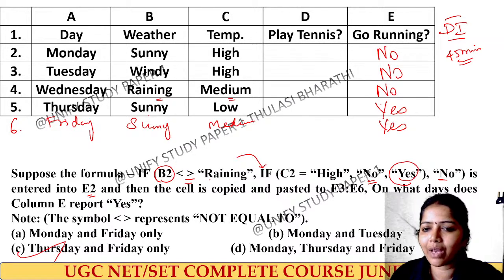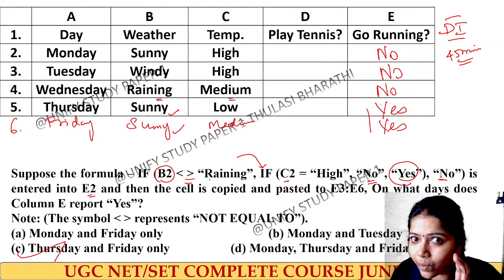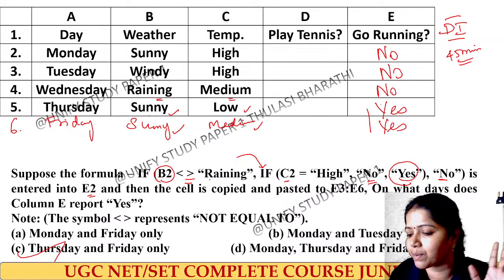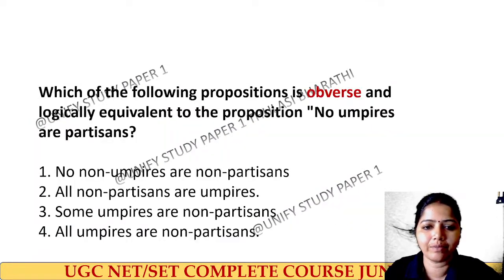Okay. Why have we given yes here? Because this value is not equal to raining. Here it is sunny, here it is also sunny. Here the C column value is not equal. If it is equal to high, then no should be printed. Here it is low, here it is medium, so yes is printed. Good? Yes, the right answer is Thursday and Friday.